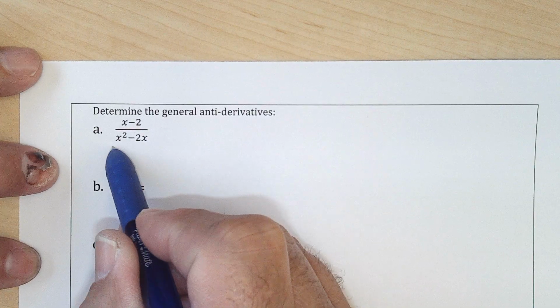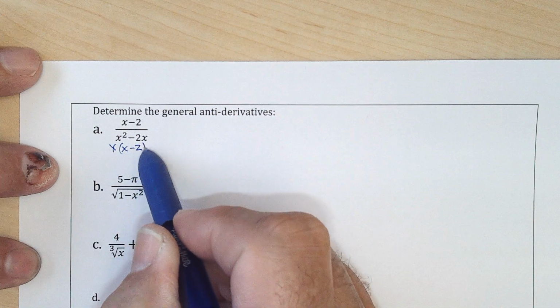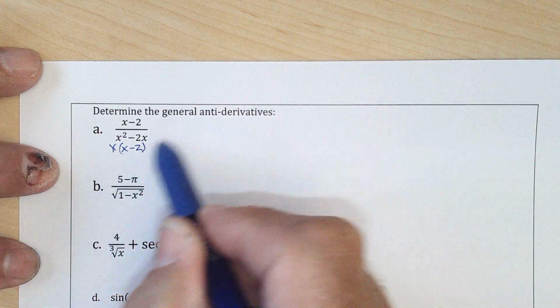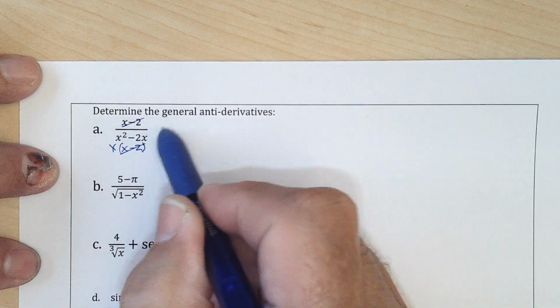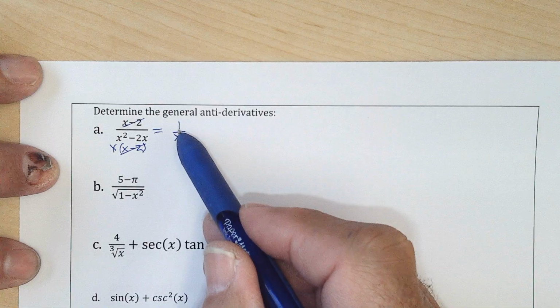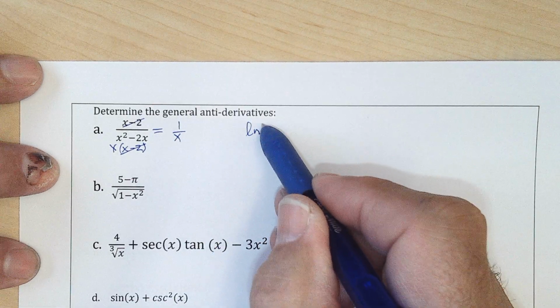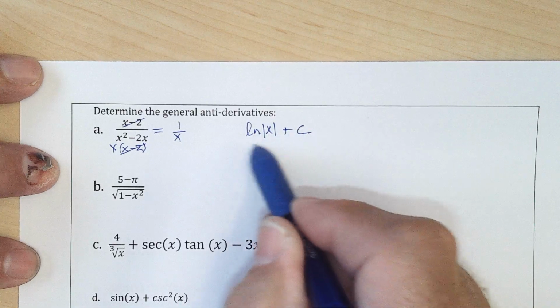It looks like there's an x in both. So if I pull it out, I get this. Oh, well, this would cancel this, and so this is just 1 over x. And what do I take the derivative of to get this? Well, that would be just ln x in absolute value plus c.